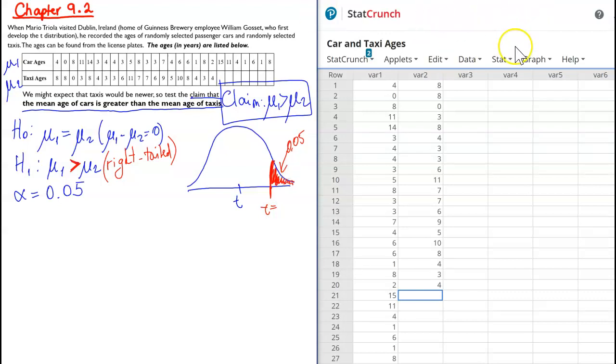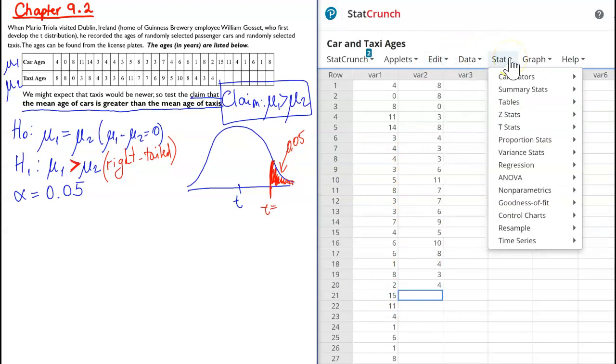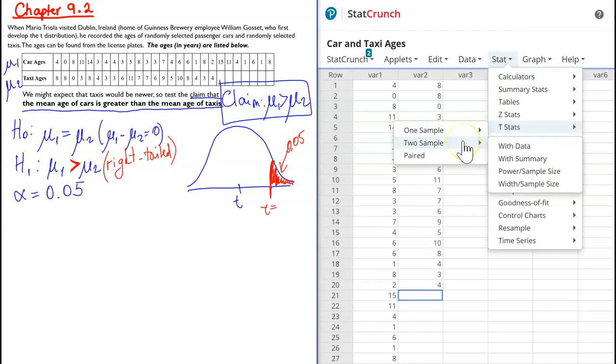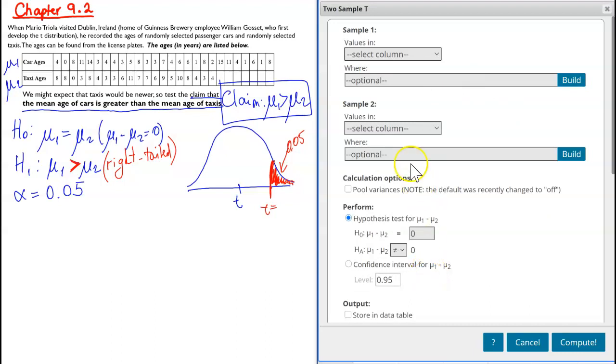I'm going to use StatCrunch, and I already entered all the values in the StatCrunch. To test the hypothesis in StatCrunch, go to Stat, T stats, two sample, with data, because we have raw data. Select column for sample 1, column var1, column for sample 2 is var2, verify that alternative hypothesis has the right sign. Our alternative hypothesis has greater than sign. Compute.